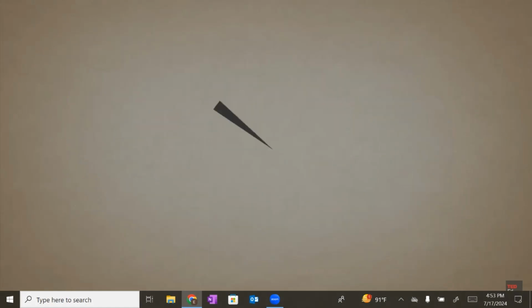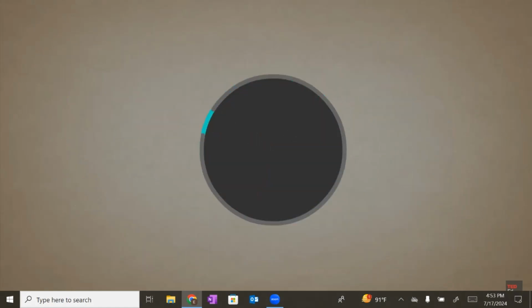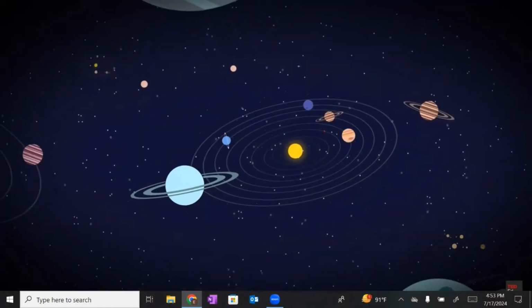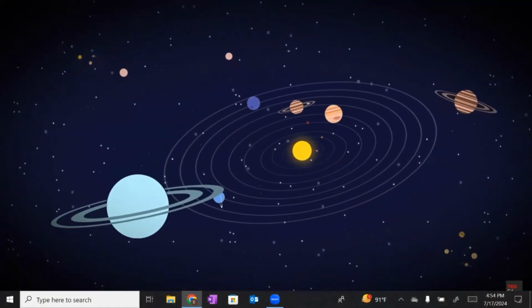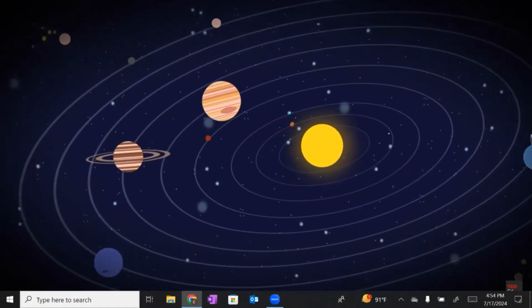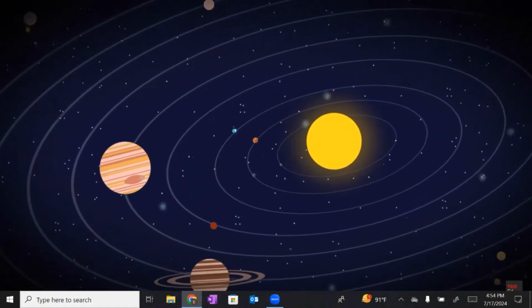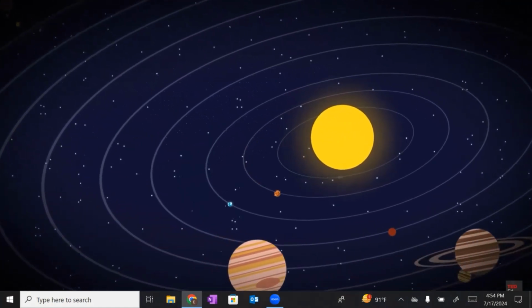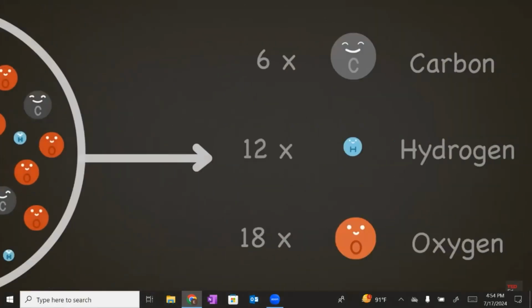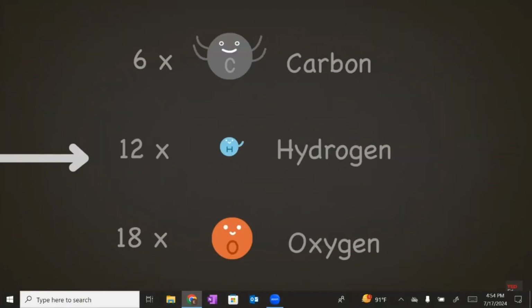This law says, take an isolated system, defined by a boundary that matter and energy cannot cross. Inside this system, mass, aka matter and energy, can neither be created nor destroyed. The universe, to the best of our knowledge, is an isolated system. But before we get to that, let's look at a much smaller and simpler one. Here we have 6 carbon atoms, 12 hydrogen atoms, and 18 oxygen atoms.